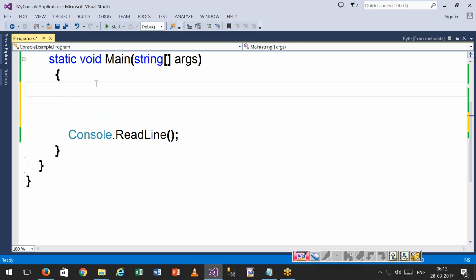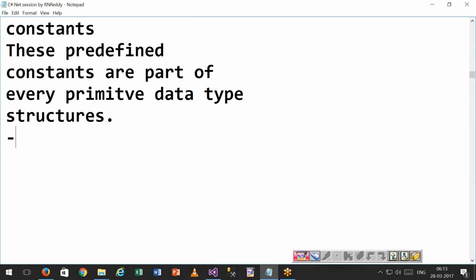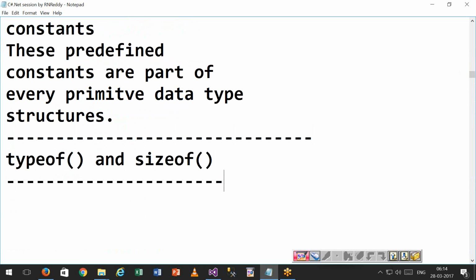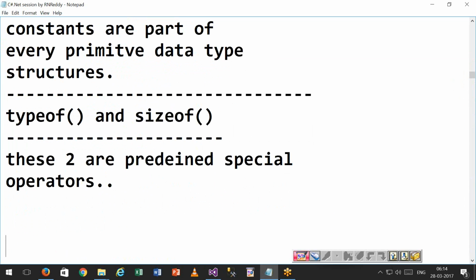Next, coming back to our discussion. This is the story about min value and max value. Next, we will discuss typeof and sizeof. Are you clear? What are these? These two are predefined special operators.